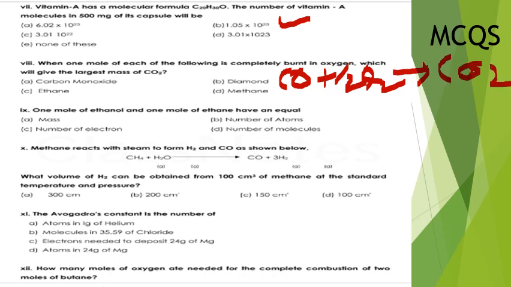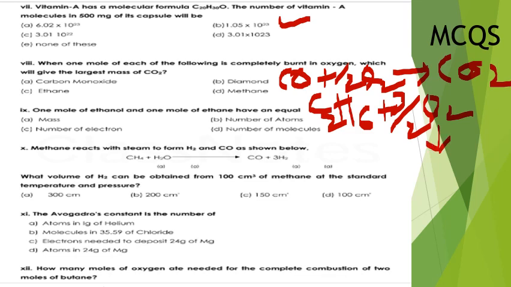Diamond is made up of carbon. Carbon reacts with O2 to produce carbon dioxide. This also produced 1 mole, and this also produced 1 mole. Ethane has the formula C2H6. When it is burnt in air, it burns in this ratio. It produces 2 carbon dioxide and 3 water molecules. Here, this one, right?